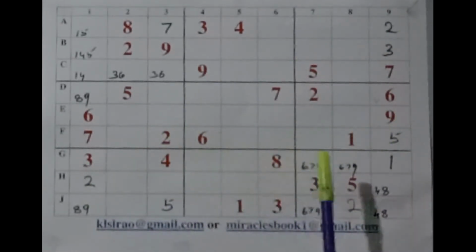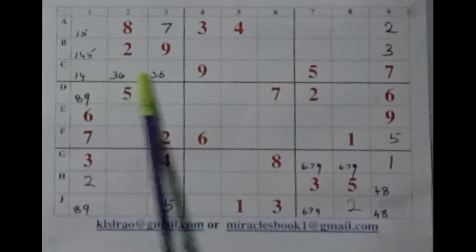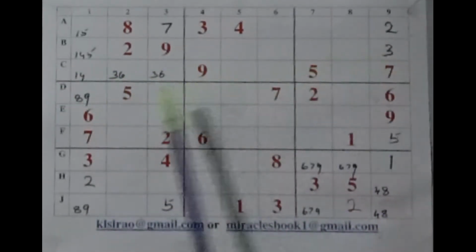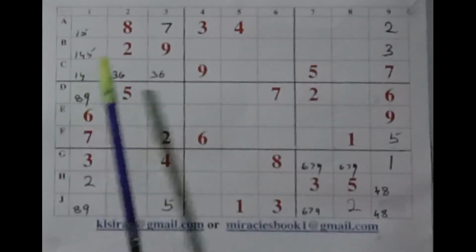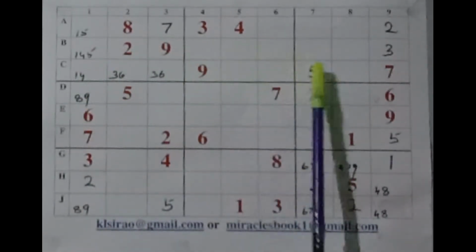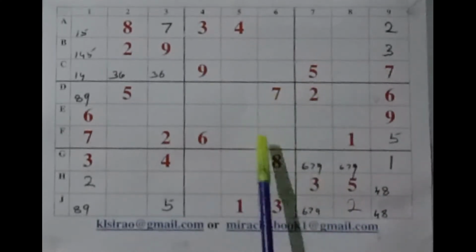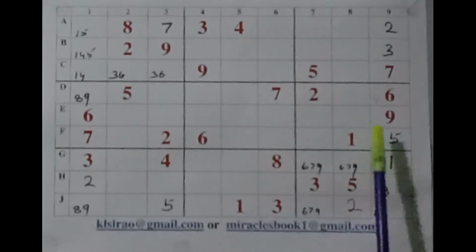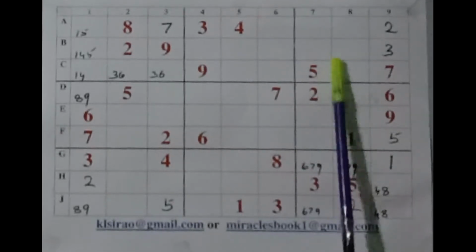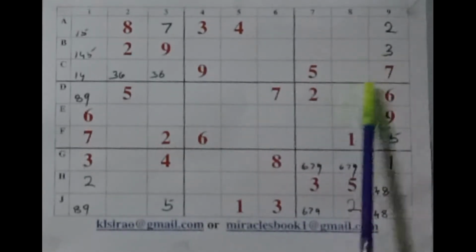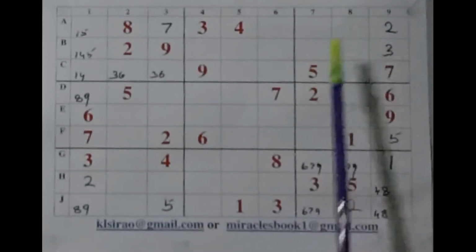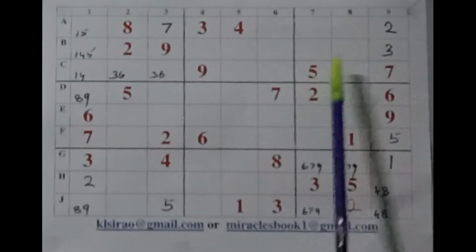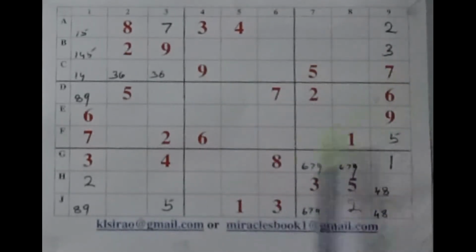Okay. Now here again, in row C, we got 5 numbers there. If you can do something, let us have a look. We require 1, 2, 4 and 8. 1 and 2. One here, 2 there, 4 and 8 here. Here 1, 4 is there. Okay.